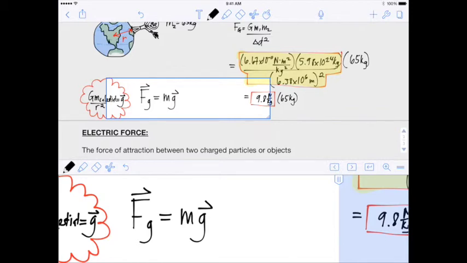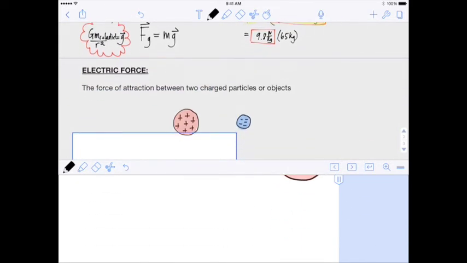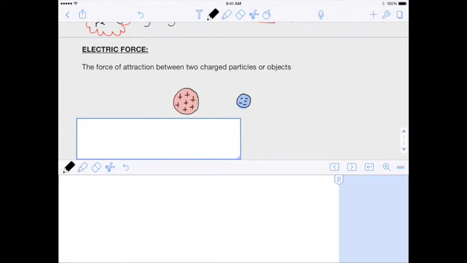In the next topic, we're going to look at the beautiful nature of physics. At the beginning of the course, we discussed 4 fundamental forces of the universe. We said there was gravity, electric force, strong nuclear force, and weak nuclear force. So today we're going to take a look at electrical force and the nature of this force. So electrical force is defined as the force of attraction between two charged particles or objects.